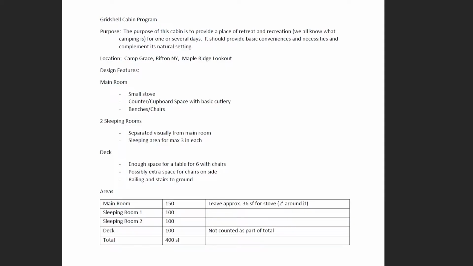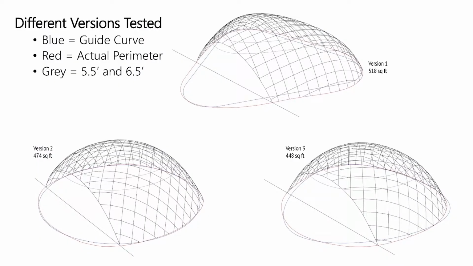Next, I made a basic program, or list of the main spaces and features I wanted to include in my design. Then I tested some forms to see which would work best for my structure. Since I wanted 2 sleeping areas, I thought a triangular perimeter would work well to have the sleeping areas on either side. However, it seemed that a more circular perimeter led to more efficient space use, as more of the structure was above head height. In the end, I went for a combination which worked well for my needs.